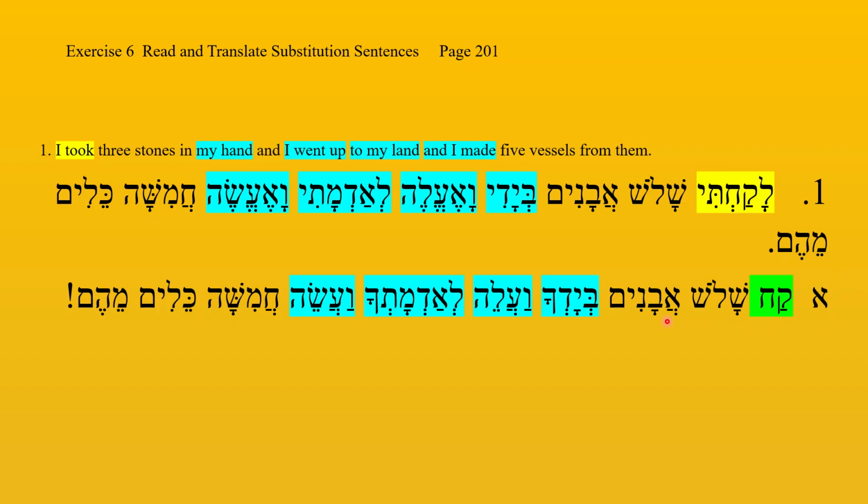Aleph, kach shalosh avanim beyadcha va'alei le'adamatcha v'aseh chamisha kelim mehem. So now we have the command form, take 3 stones in your hand, because we have the masculine singular form here. So we're going to use your as the masculine singular your in your hand, and ascend and go up, again the command form, to your land, and make 5 vessels from them.